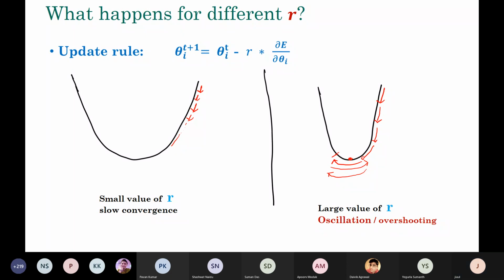Go ahead. Sir, but can't we use a predicate function and predict the exact optimum value of R? Like we can keep a function which will check if it's overshooting or going very slow, and then we can keep varying R in between.